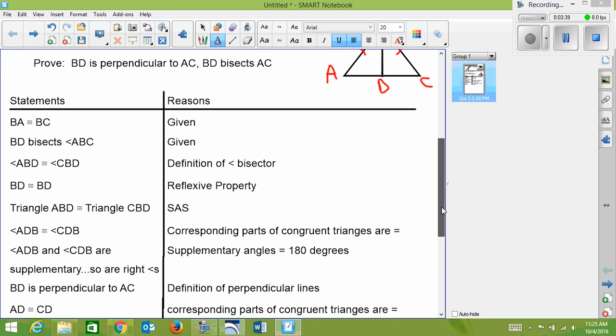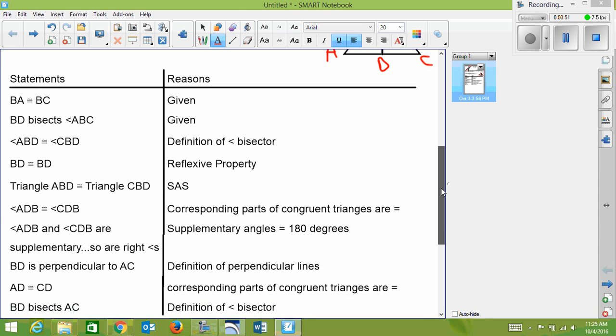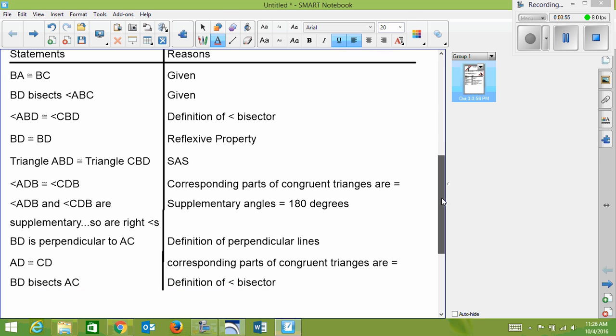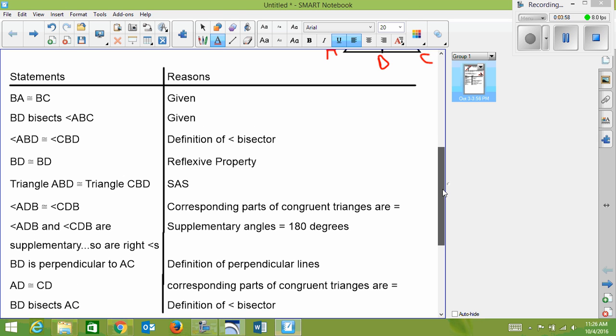AD is congruent to CD, so this piece is congruent to this piece because corresponding parts of congruent triangles are equal. I know that those sides are equal because the other two sides are equal. BD bisects AC. How do I know? It's the definition of angle bisector. Actually, it should be segment bisector. If you bisect a segment, you're cutting it in half.